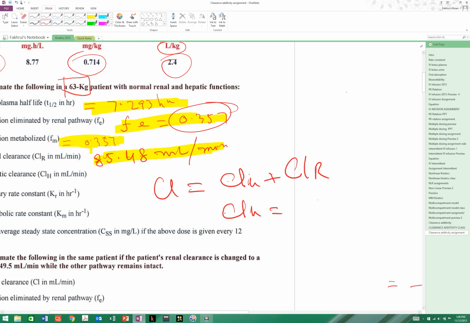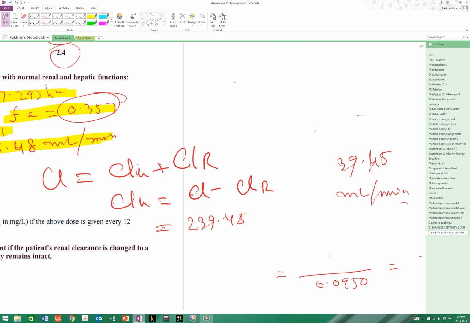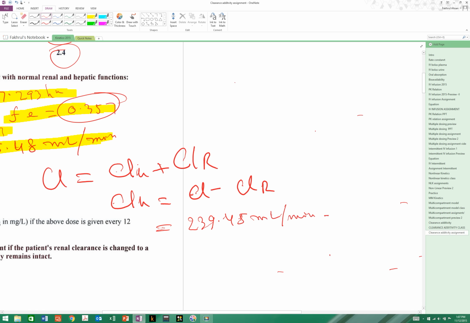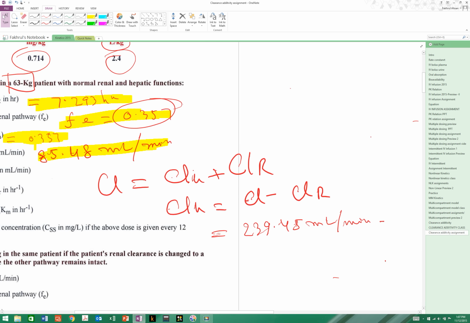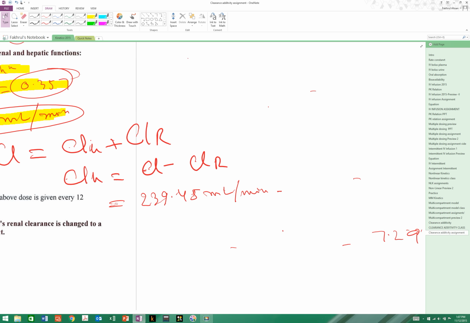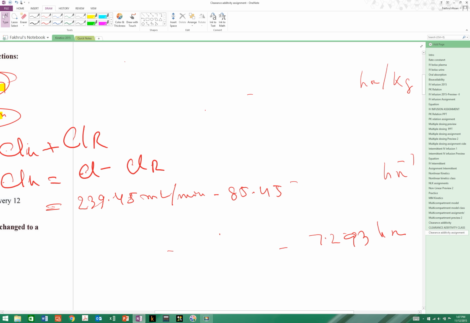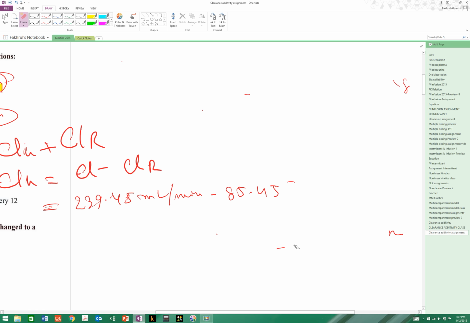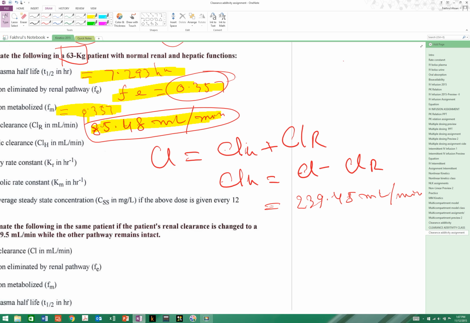CLH is equal to CL minus CLR. So CL is 239.45 milliliter per minute minus CLR, which, as we have seen, is 85.48. That is equal to 153.96 milliliter per minute. So this is our hepatic clearance.